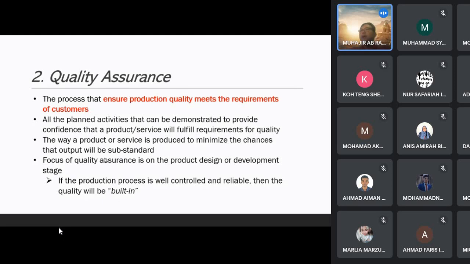You don't inspect at the final stage, but you focus more on the process. For example, you need to review, you have stages and documentation. You need to follow the standard operating procedure so that production follows the SOP. The focus of quality assurance is on the product design stage. If the production process is well controlled and reliable, then the quality will be built in. So you must make sure the system itself is very good, so that the product that comes out of the system is of good quality.